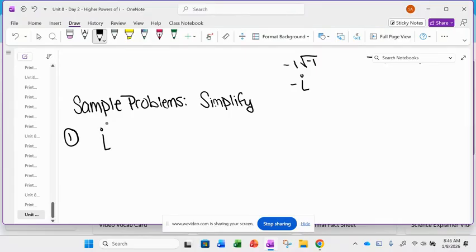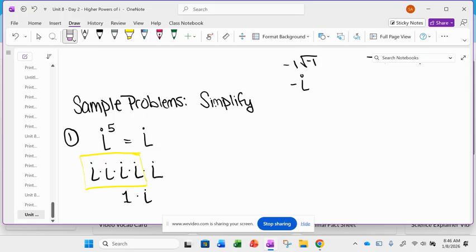Okay, so i to the fifth power. Well, we know every 4 i's multiplied together is equivalent to 1, right? Every 4 i's multiplied together is equivalent to 1. So i to the 5th power is 1, 2, 3, 4, 5 i's together. And we know every 4 multiplied together is 1. So we're just left with 1 times i, which is just i to the 1st, or just i.